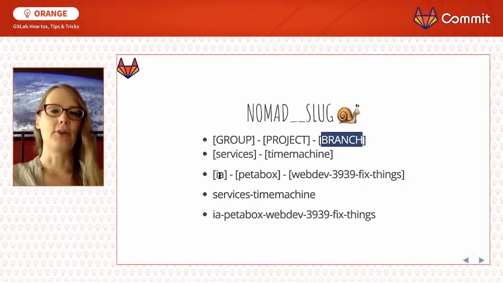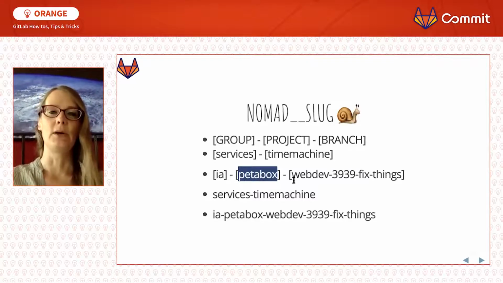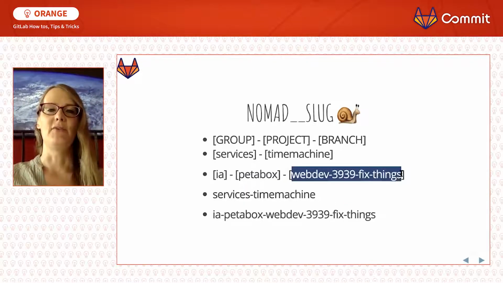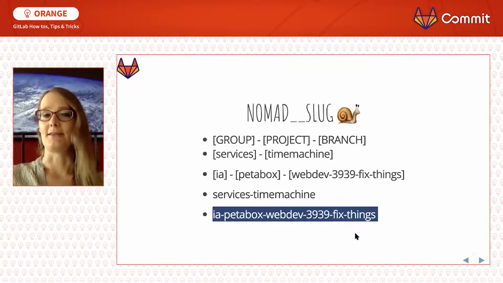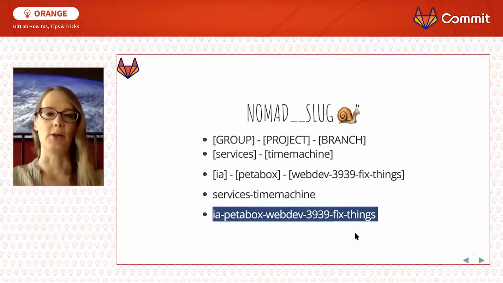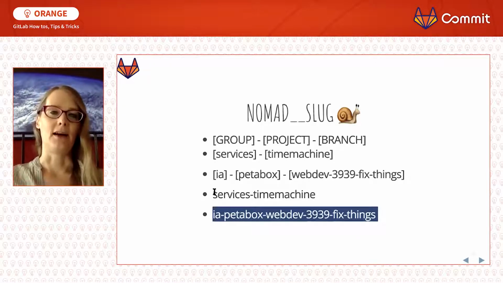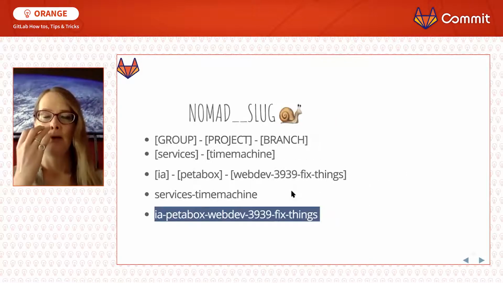So here's a couple examples. If we had the group IA and Petabox, which you do at archive.org as your repo, we might have a branch called webdev fix things. So we'll come down here and we'll see that as the slug, and that's going to get used pretty much everywhere. So keep it real obvious as a one-to-one mapping where things come from. And then here, because I was using a master or main branch, I just omitted it, so services time machine.